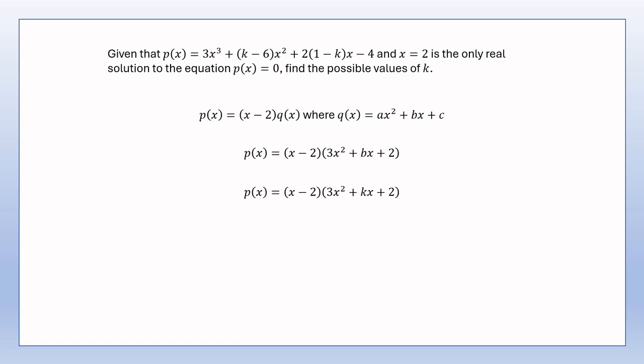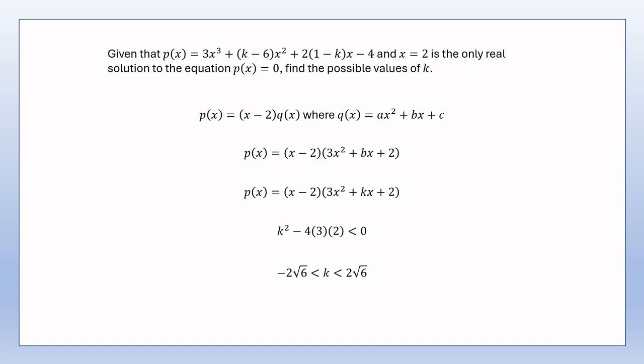And since 3x squared plus kx plus 2 has no real roots, then its discriminant must be less than 0. So k squared minus 4 times 3 times 2 is less than 0. And the solution set to this quadratic inequality is minus the square root of 24 is less than k, less than the square root of 24. Of course, the surds need to be simplified to give minus 2 root 6, less than k, less than 2 root 6.